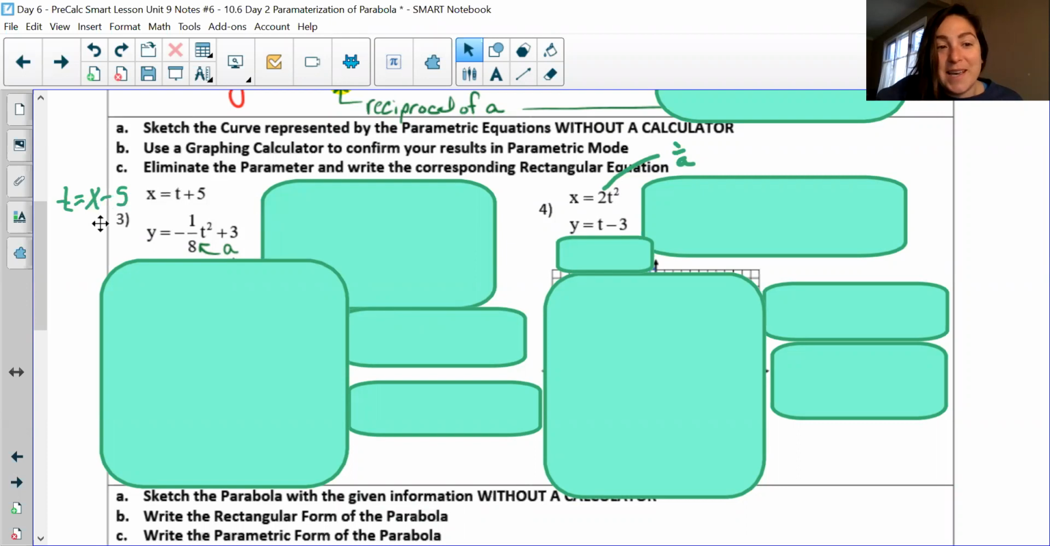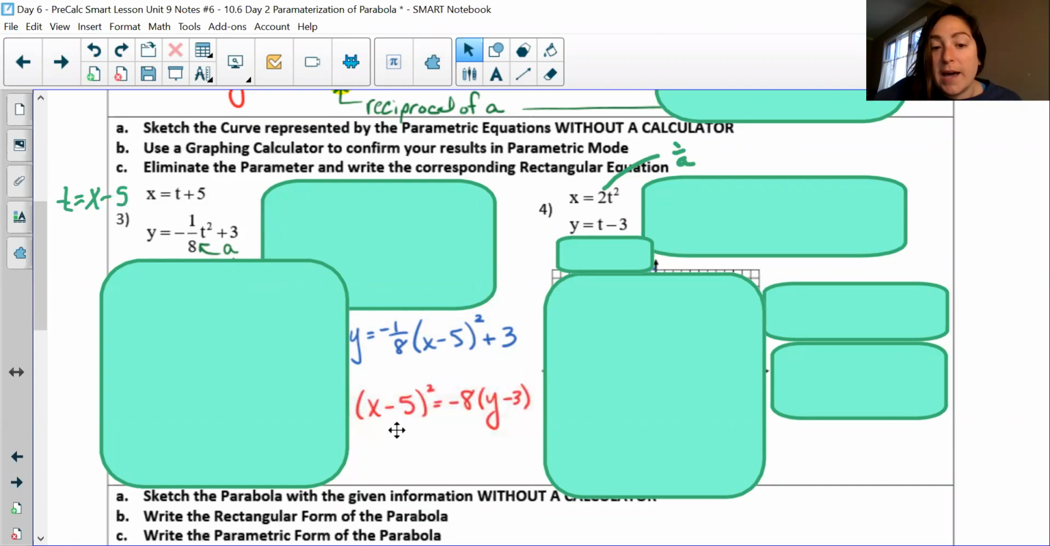So we take x minus 5 and substitute it into the other equation for t. That ends up giving us y equals -1/8 times the quantity x minus 5 squared plus 3. Now we solve for x minus 5 squared, so we get x minus 5 squared equals -8 times the quantity y minus 3. So we go ahead and graph that. We have our vertex at (5, 3).